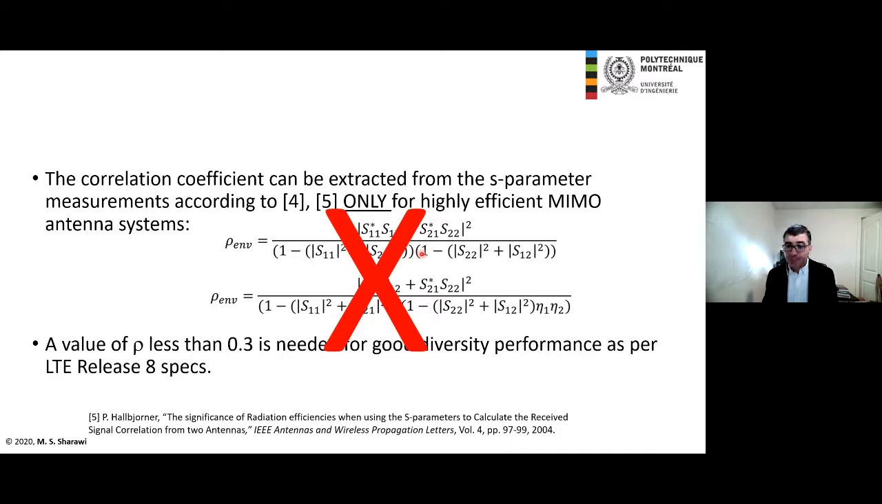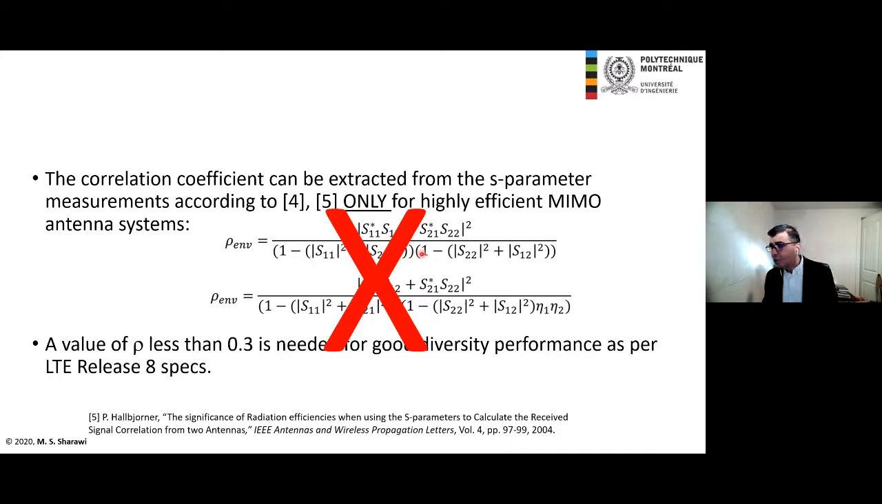So please pay attention. I actually reviewed a paper a few days ago, and I saw the same mistake. People are still not convinced. They are using these relationships, they are splitting the ground planes, and they are claiming that they are getting a good MIMO system.